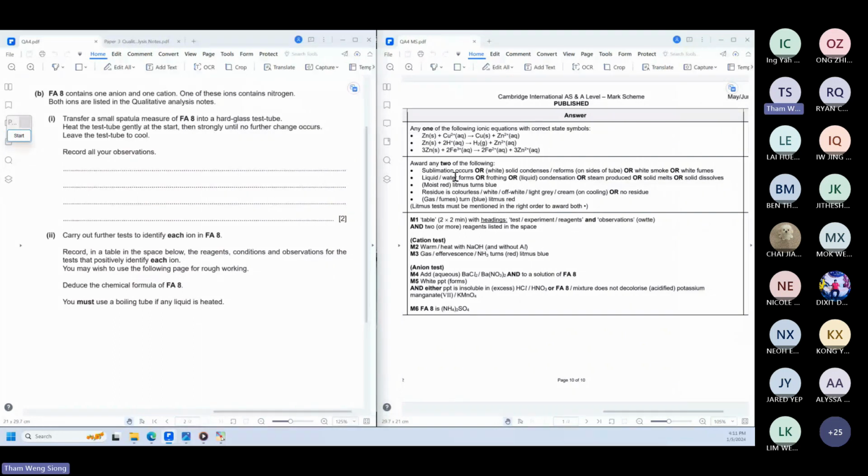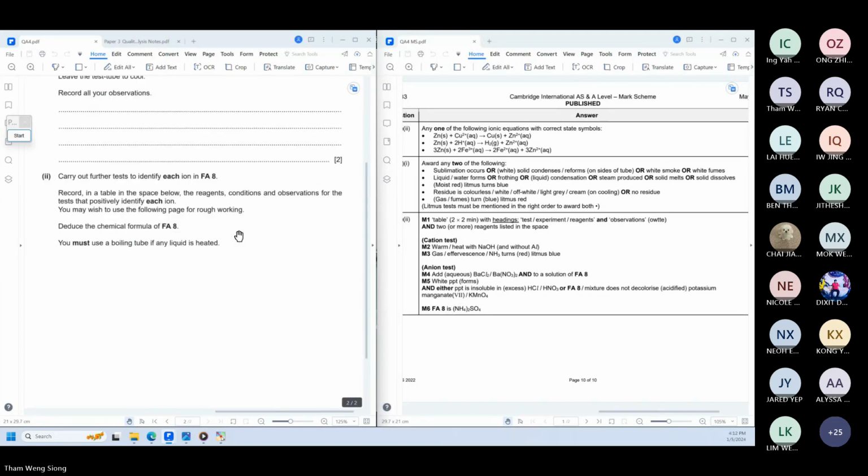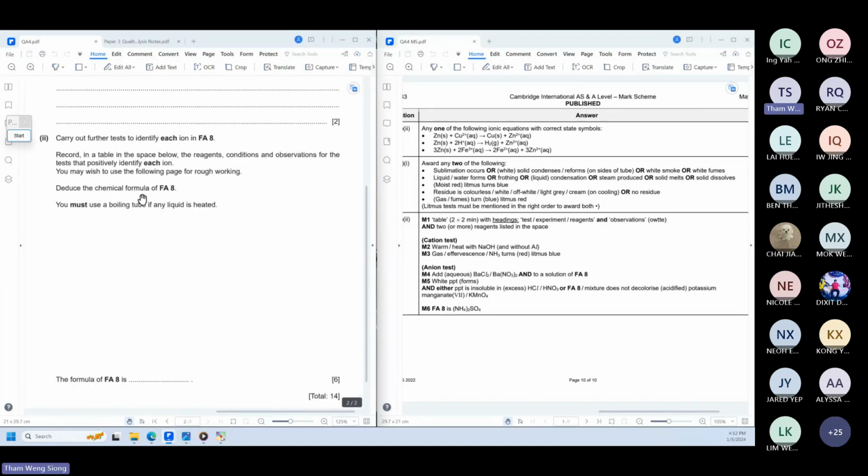This halide testing is based on barium chloride testing for the cation and anion tests. This one is the test for ammonium. If your sodium hydroxide and ammonia doesn't work, you just test it with sodium hydroxide and heat it up with aluminium. And then for the anion, it's just testing with barium chloride, barium nitrate, that sort of thing. I think it's relatively straightforward.